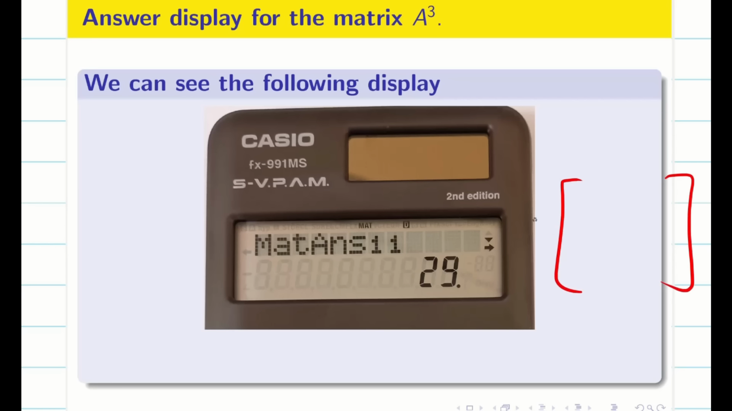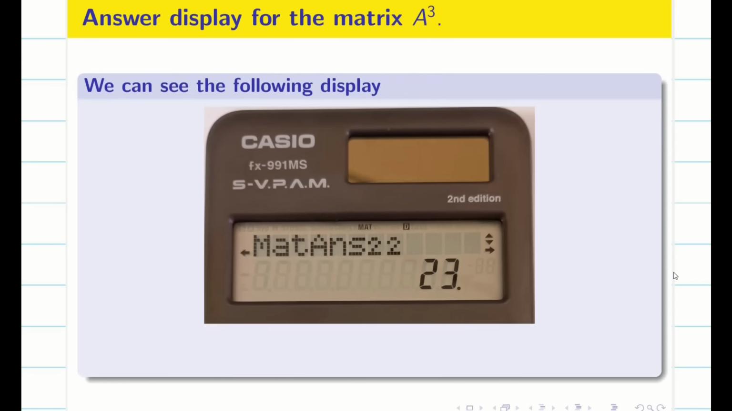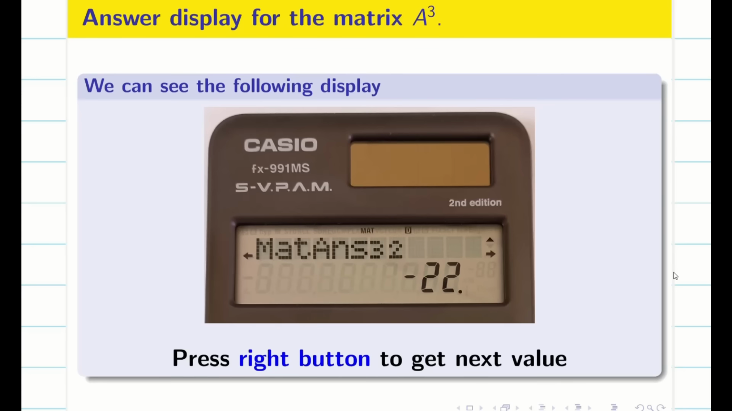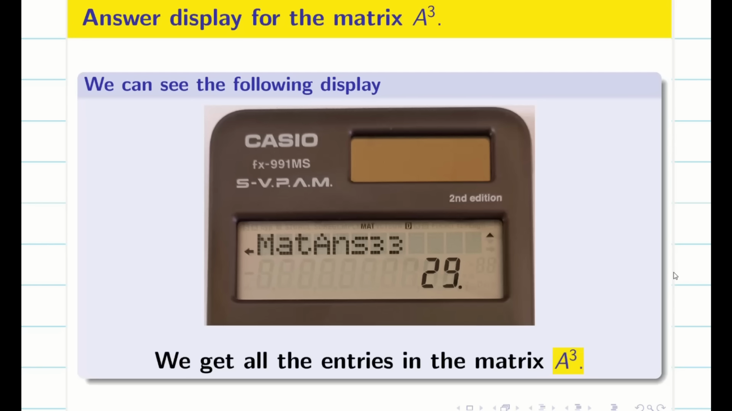As usual, I am going to write the A cube matrix directly, like this is the value 29, then 2 at the 1 2 position, 1 3 position, 2 1, 2 2, 3 1, 3 2, 3 3. So we can see the display: 1 2 position, 1 3, 2 1 position, 2 2, then 2 3 position, 3 1, 3 2, and finally 3 3 position. Just copy down the values from the calculator. It is very useful. You don't have to find A cube manually. Now we get all the entries in the matrix A cube.